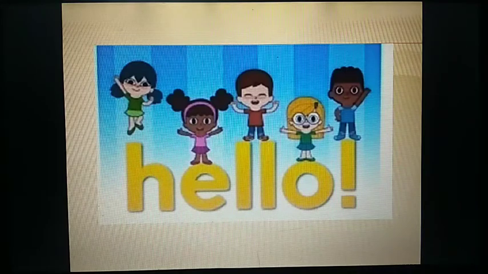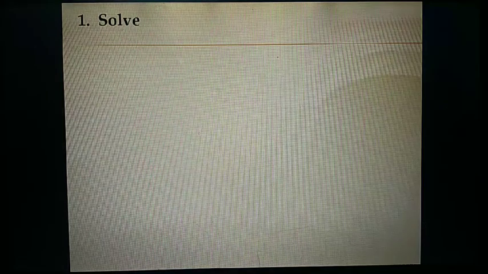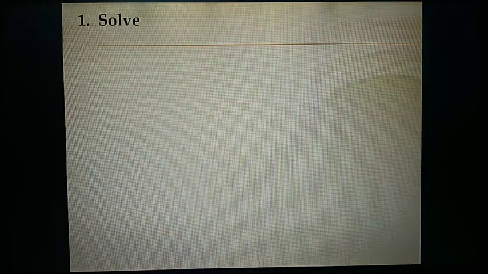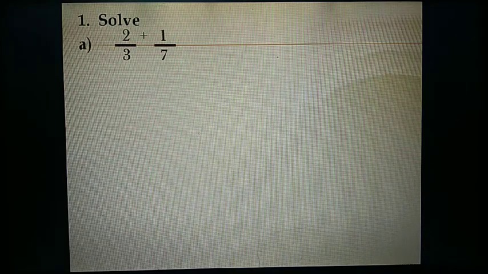Today we will deal with addition and subtraction of unlike fractions in exercise 7.6. Your question number 1 is solve the sums. 2 by 3 plus 1 by 7. They both are unlike fractions as the denominators are not the same. Here we are supposed to find the LCM.